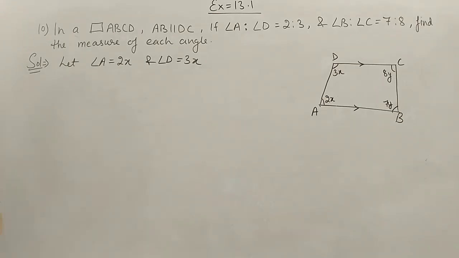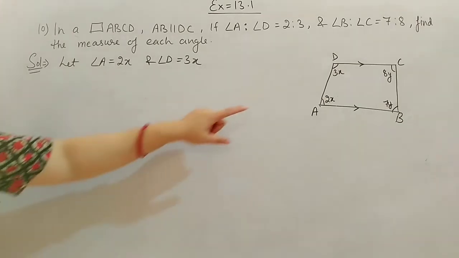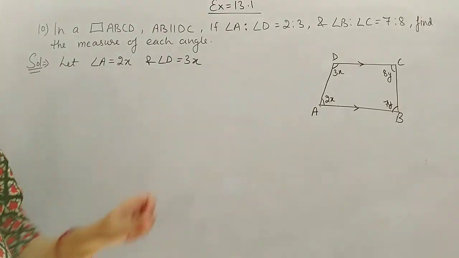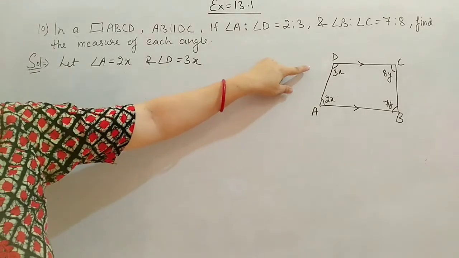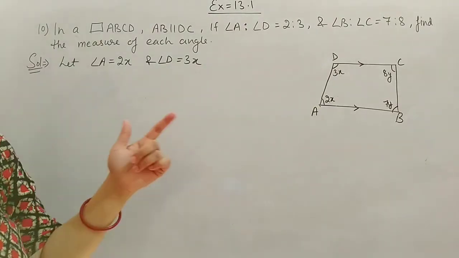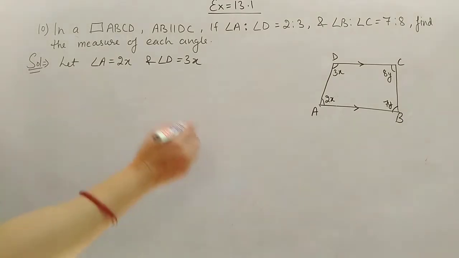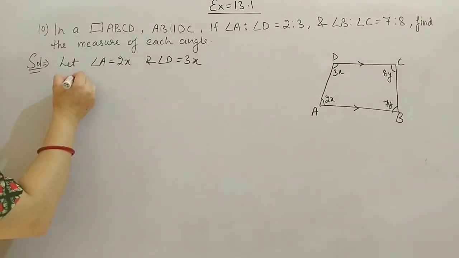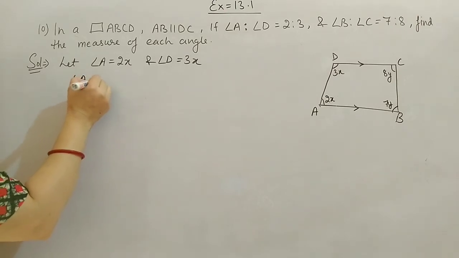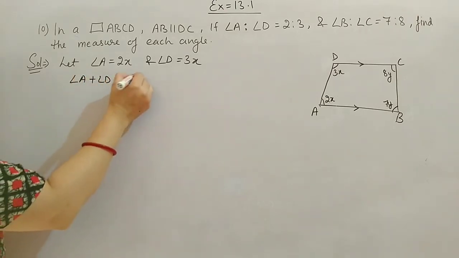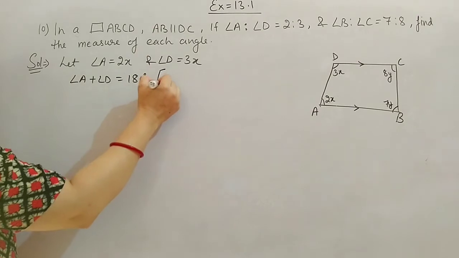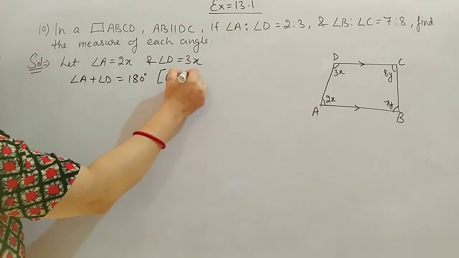We will use here the co-interior property because AB and CD are parallel to each other. So A and D are co-interior angles, and similarly B and C also are co-interior angles. And as we know, the sum of co-interior angles is 180 degree. So here we can use angle A plus angle D is equal to 180 degree. And which property we are using? Co-interior angles.